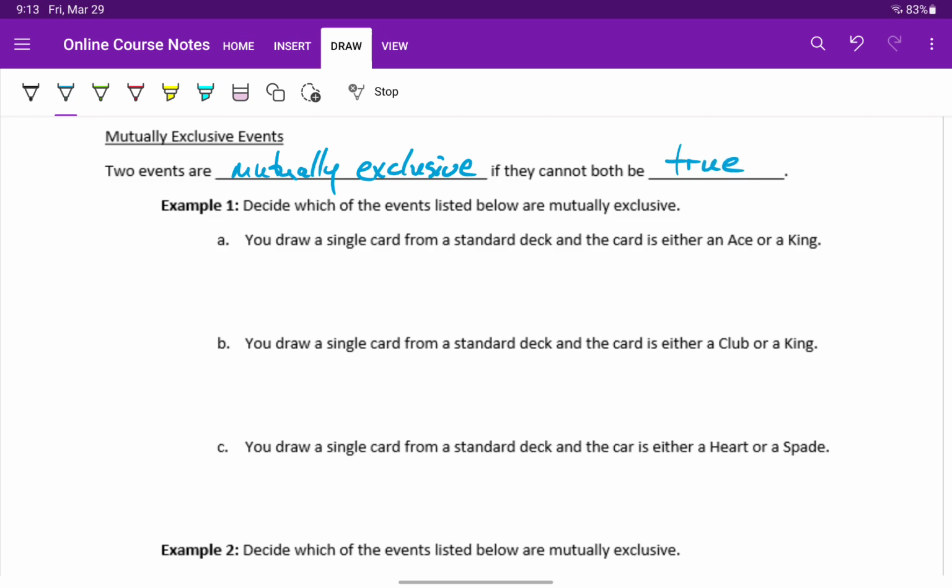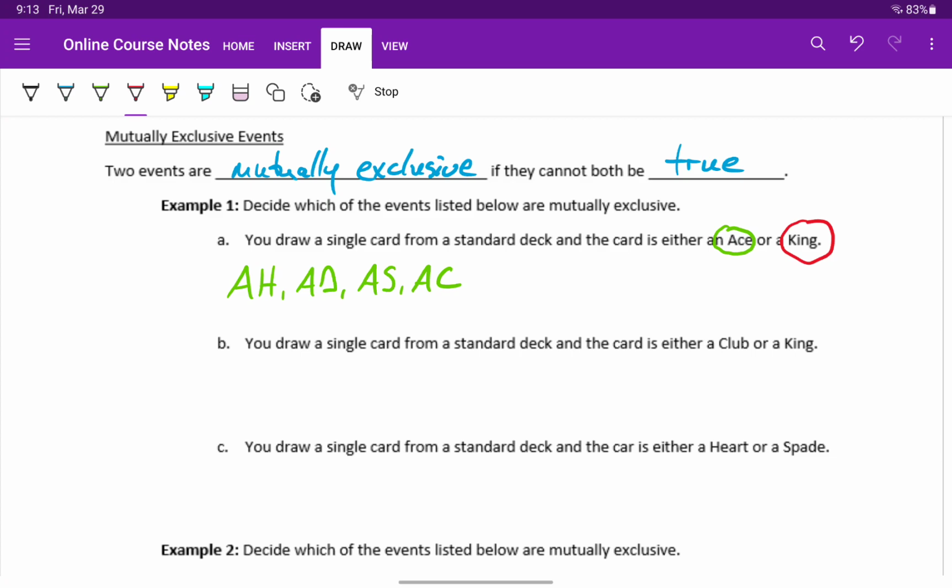In example 1, we'll look at a couple of cases here and determine whether these are in fact mutually exclusive events. In part A, we draw a single card from a standard deck, and the card is either an ace or a king. So those are the events that we're interested in. The first possibility is that we draw an ace, and the particular instances that we would have there would be an ace of hearts, an ace of diamonds, an ace of spades, or an ace of clubs. So what we're doing here is essentially generating the sample space.